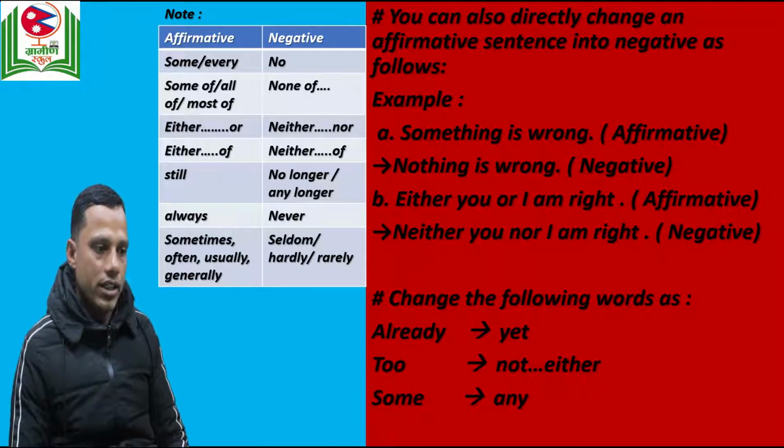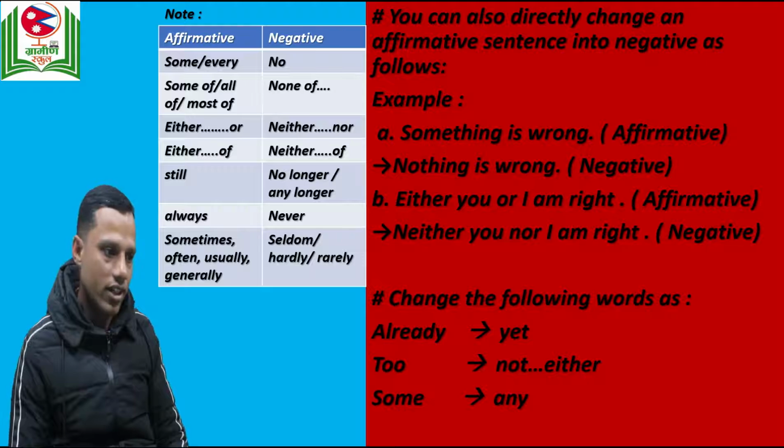Number B, either you or I am right. It is in affirmative form. Now you can change this into negative as neither you nor I am right. Right? So either or can be changed directly into negative as neither nor.